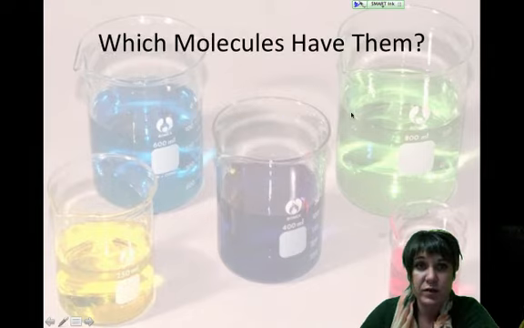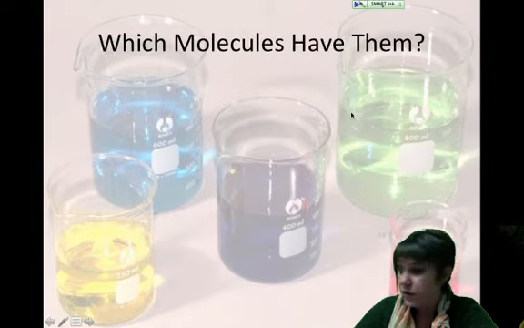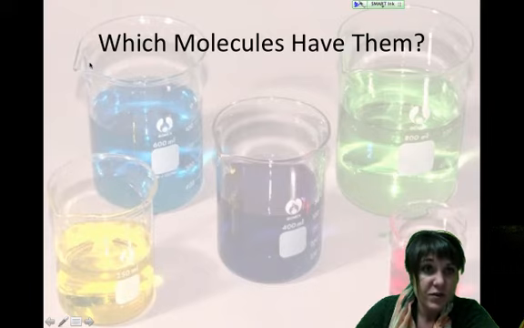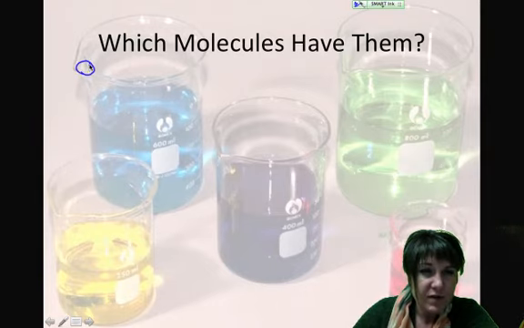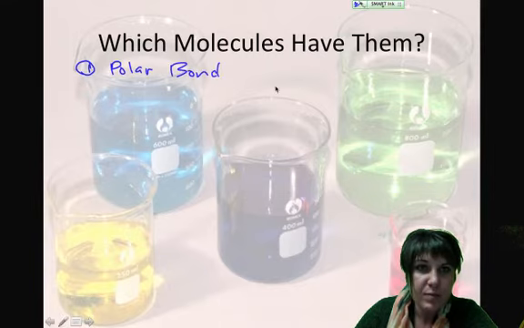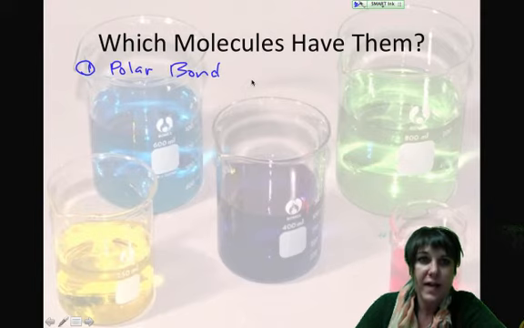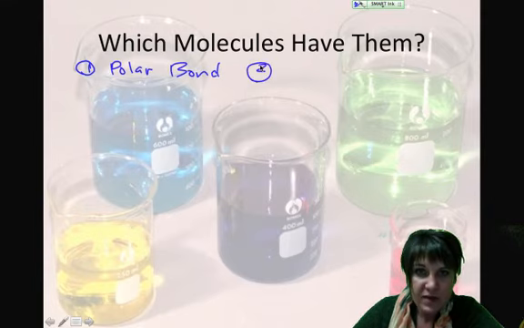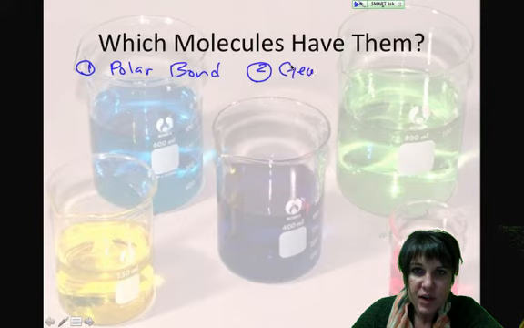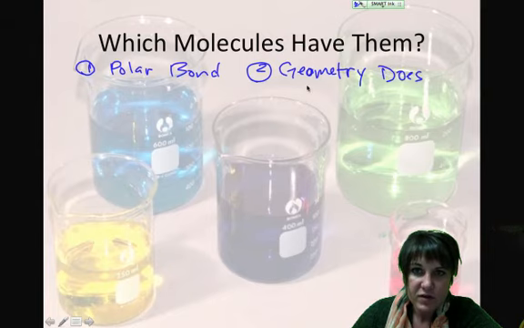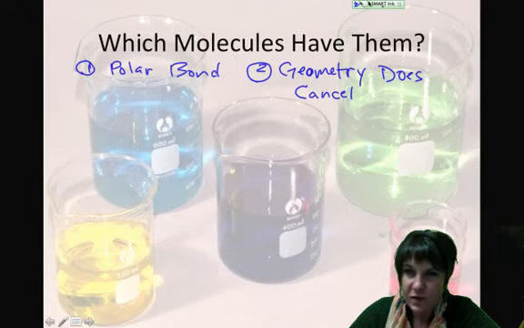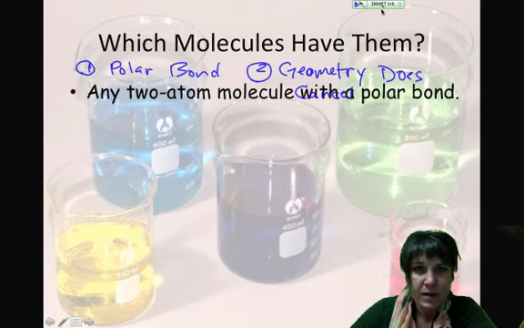So which molecules are going to have a dipole moment? Well, you need to have two things. There's two criteria. First of all, you must have a polar bond. If there's not any polar bond in the molecule, then there's no dipole moment on that molecule. And the second criteria is that the geometry of that molecule must be such that it does not cancel the vectors or the dipole moments in that molecule. So let's look at specifically what we mean.